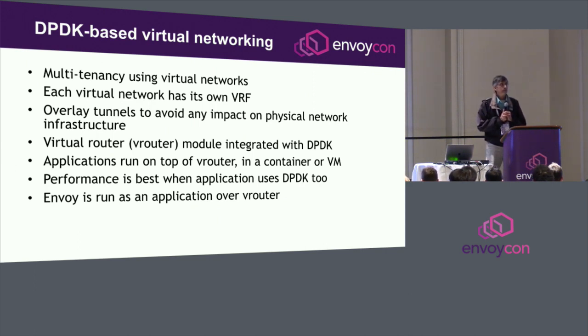And for that, we've built a vRouter module and integrated that with DPDK. So it is this module that handles packets coming in from the wire and also in the other direction. And applications can run on top of the vRouter, either in a container or a VM. And performance is best when the application also uses DPDK. So if the vRouter uses DPDK and the application doesn't, it doesn't improve performance significantly. And for that reason, we've extended Envoy to also use DPDK, because Envoy is an application that runs on top of our vRouter.